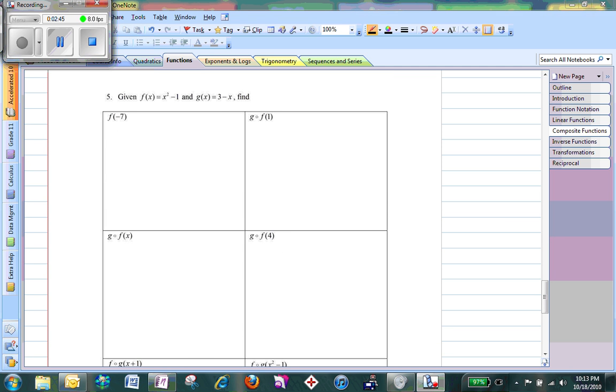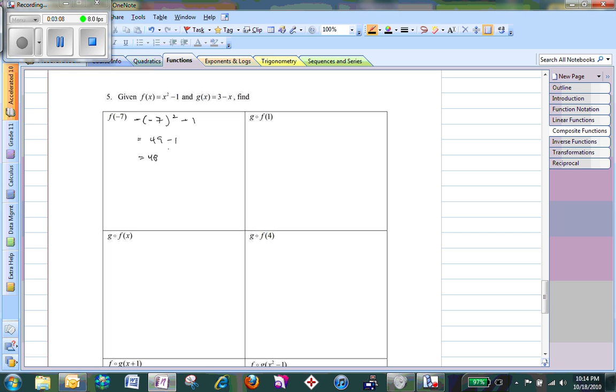Last few examples. Again, feel free to pause the video, try them yourself, and then come back and check your work. The last 2 on this page are quite challenging, so please make sure that you pay attention. There are several ways to solve it. F at -7 is pretty easy. That's -7 squared minus 1, which is 49 minus 1, which is 48.